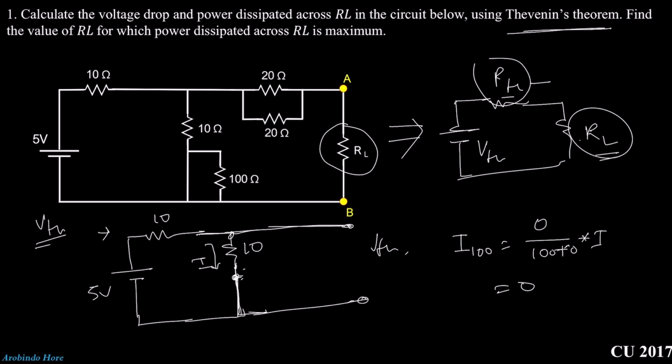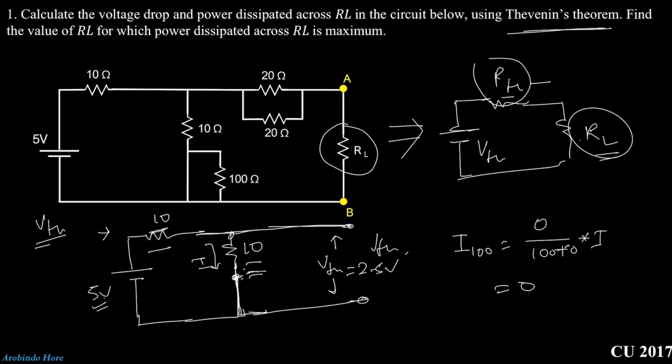Now you can see it's a very simple circuit where the two resistances are in series. This 5 volt will divide across these two resistances. So we will get VTH of 2.5 volt. Why? As these two are the same resistance, the voltage will be divided equally.